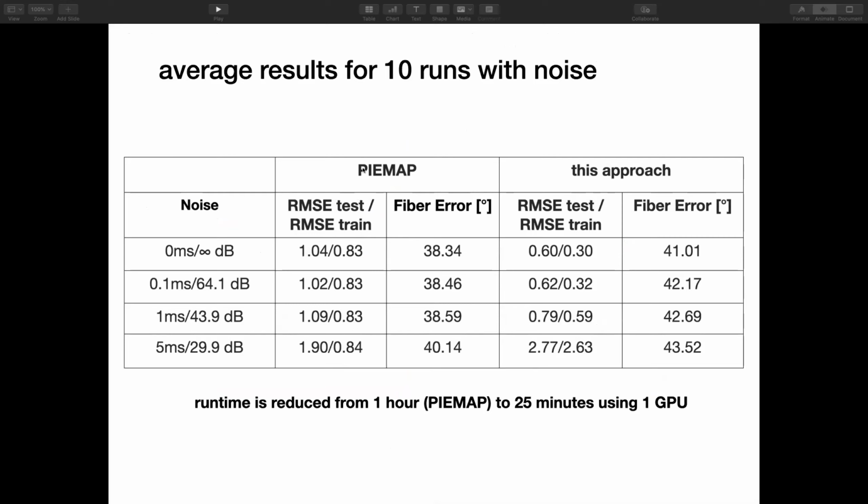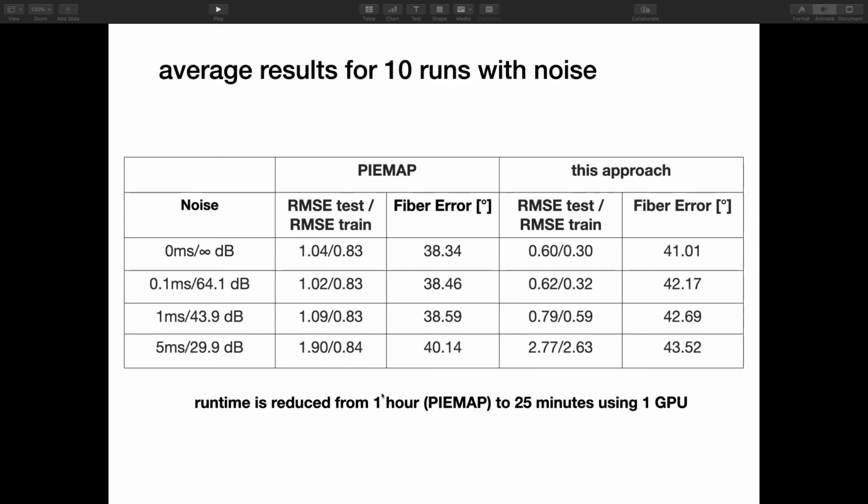So we compare to PyMap, which is a method that is based on a PDE constrained optimization method, where they ensure that the eikonal equation is exactly satisfied. And here is our approach, and you can see that we pretty much outperform in most cases for the activation time errors. And in the fiber errors, we are in a really comparable range.